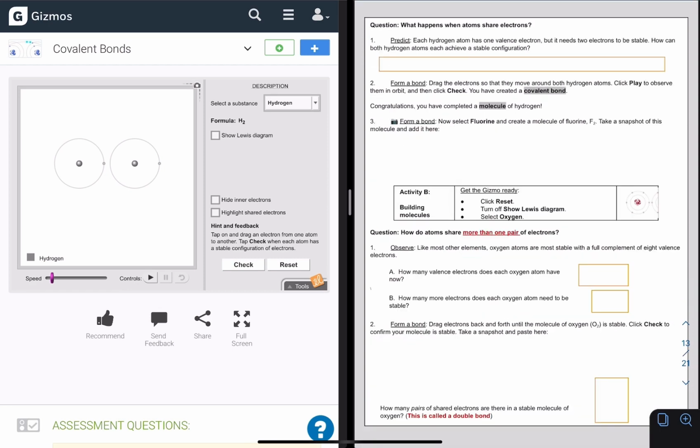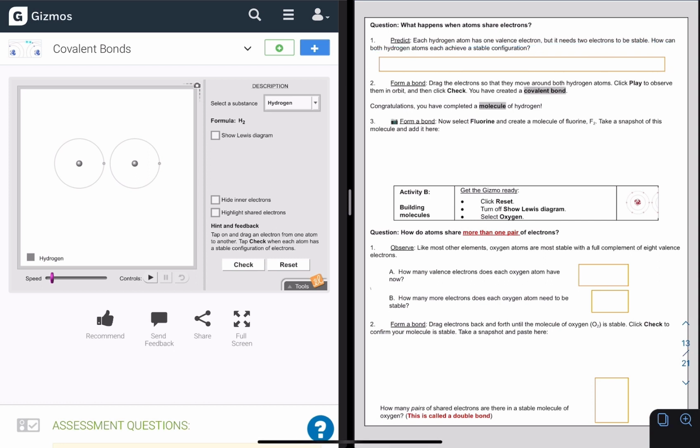So the question is, what happens when atoms share electrons? Number 1, you're going to predict. Each hydrogen atom has 1 valence electron, but it needs 2 electrons to be stable. How can both hydrogen atoms each achieve a stable configuration? You're going to write down your prediction in that box right there.